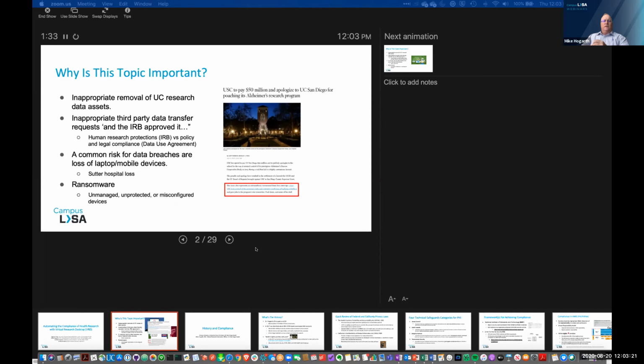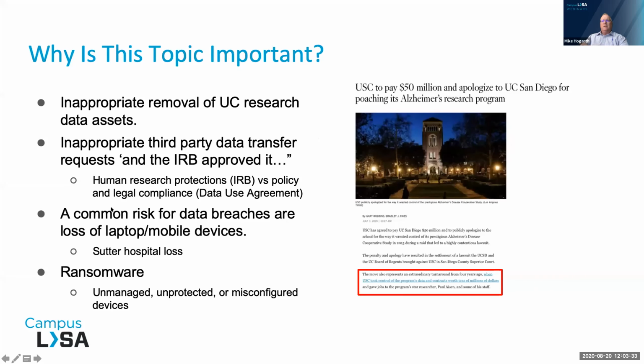Why did we do the Virtual Research Desktop and why is it important? There were a series of things that happened to us when I got here 3 years ago that made it compelling to do something like this. The first was inappropriate removal of UC research data assets. These were not protected health information, but was nevertheless a data asset of UCSD's that an investigator who was recruited to USC had put into an Amazon environment that they had paid for.